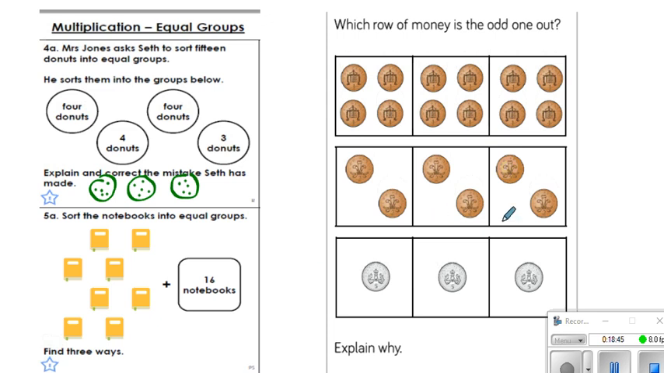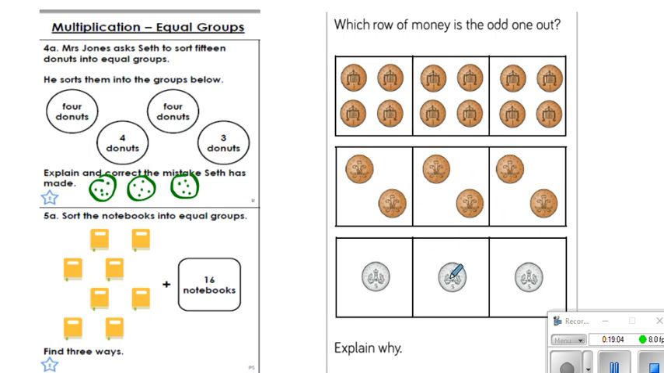And here we've got a question about money. Which row of money is the odd one out? Here I've got 3 groups of 4. 3 times 4 is 12. Here I've got 3 groups of 4 because I've got 2 pences there. 3 times 4 is 12.